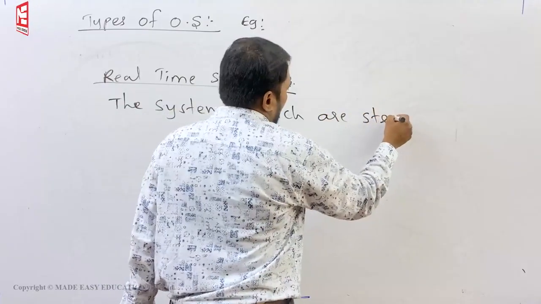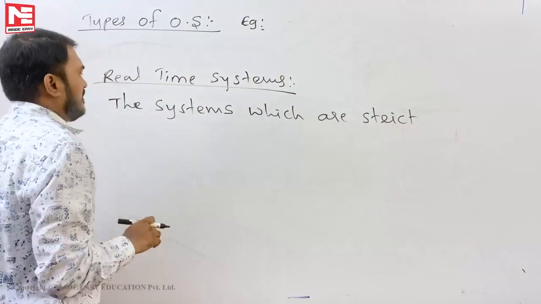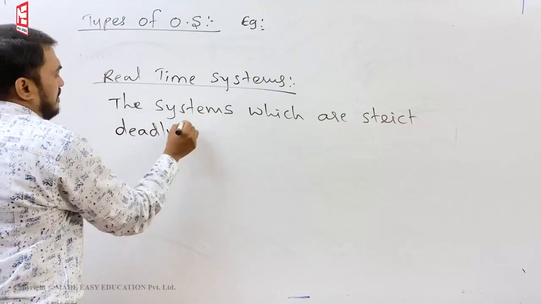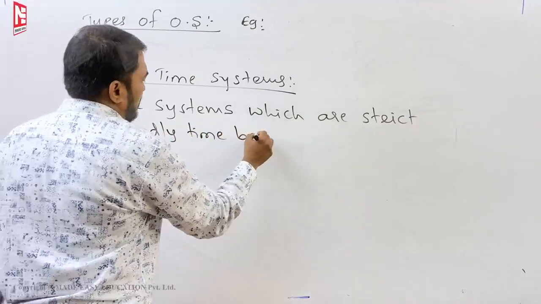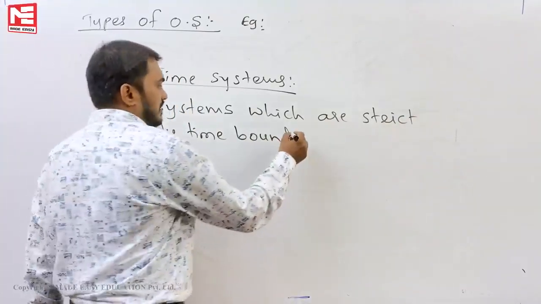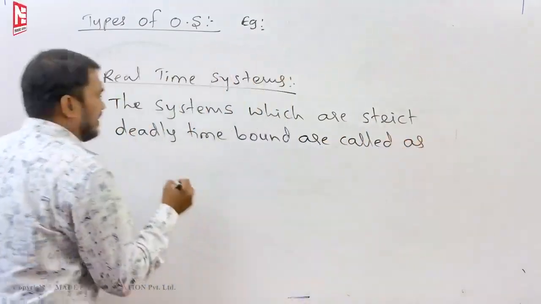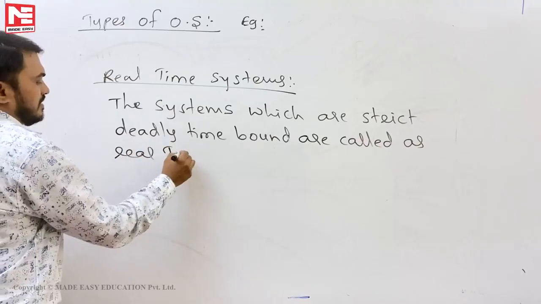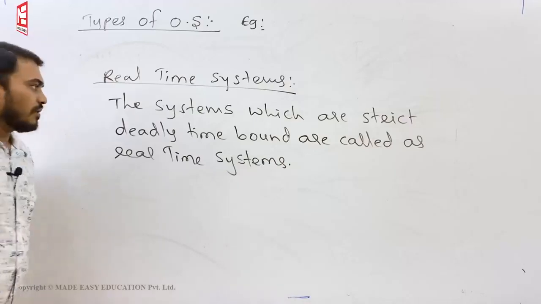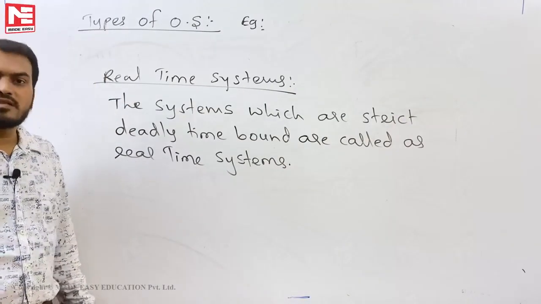The systems which are strict, deadly, time bound are called real-time systems. I am writing here: systems which are strict, deadly, time bound are called real-time systems.